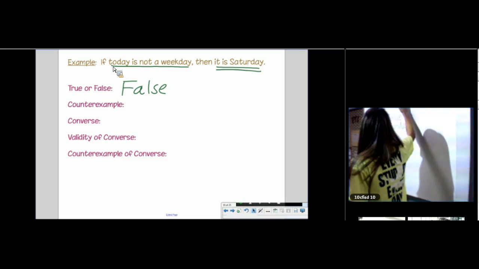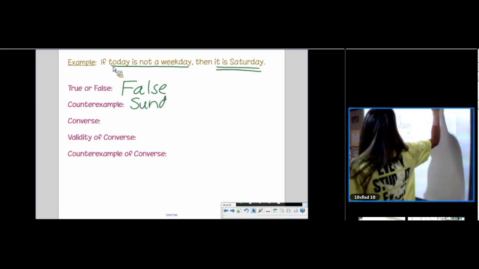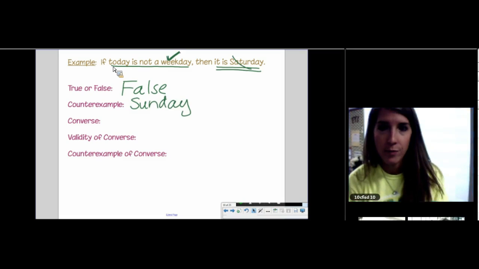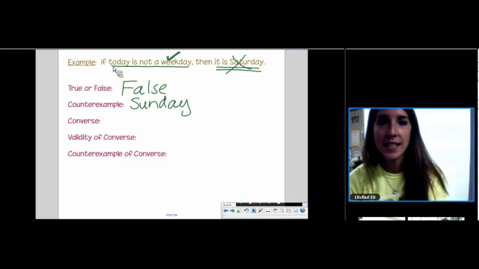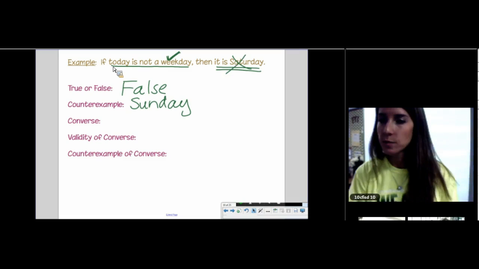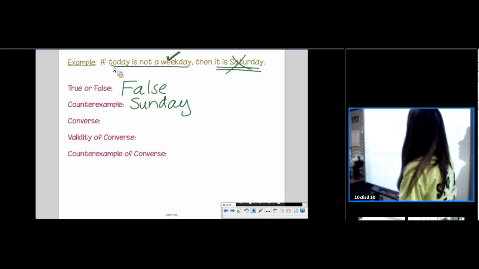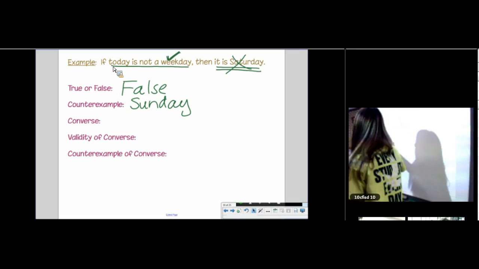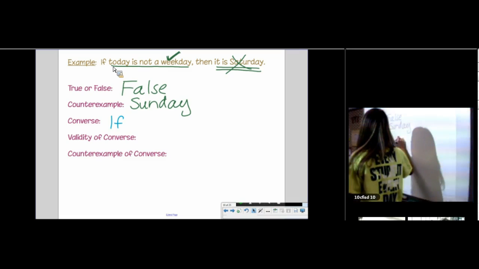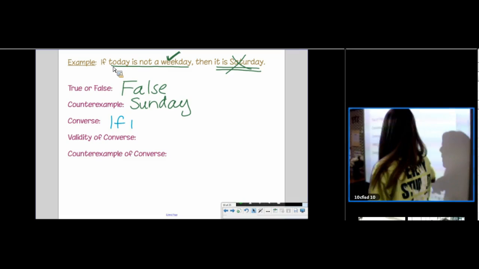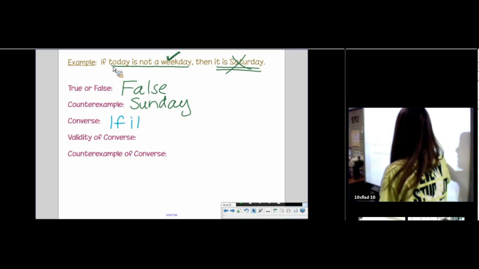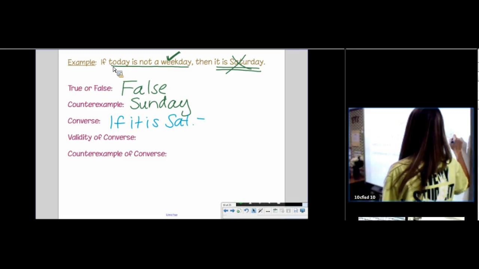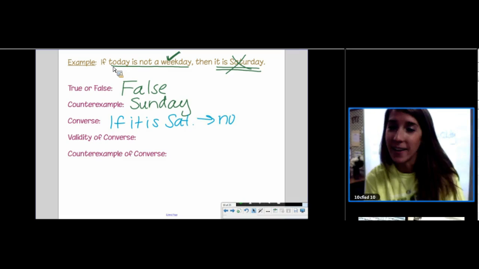Sunday makes this part true and this part false. Would Monday be a counterexample? No, because Monday doesn't make the hypothesis true. All right? What's the converse? This is when we reverse, switch places. If it is Saturday, then it is not a weekday. That is messy. I'm sorry.